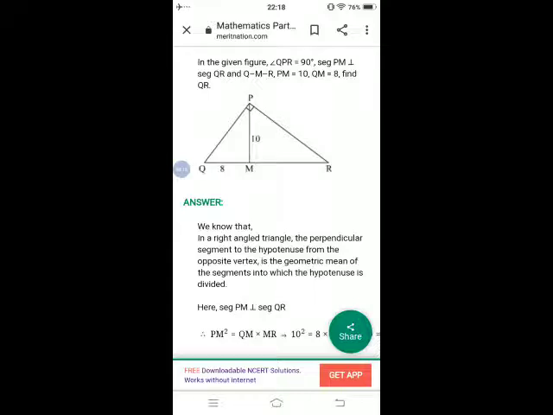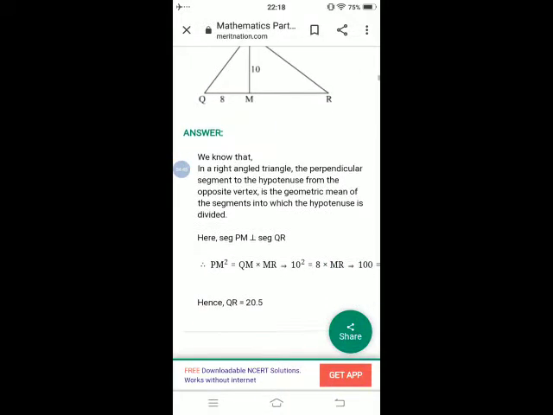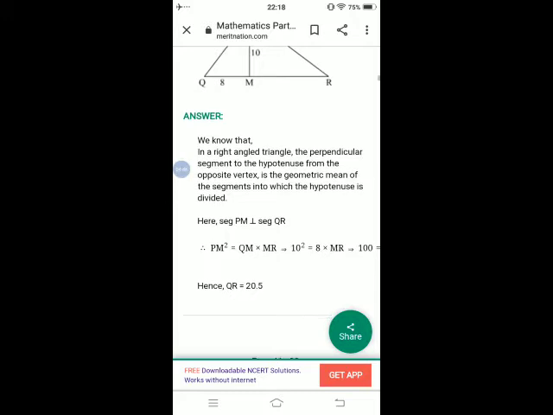Here segment PM is given perpendicular to QR. So therefore PM square is equal to QM into MR. So therefore 10 square, PM is given as 10, 10 square is equal to 8 into MR. You have to find MR. So 10 square is 100. 100 is equal to 8 into MR.